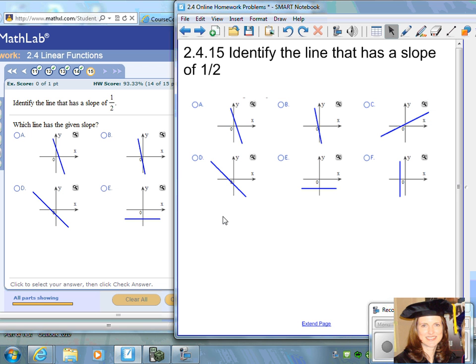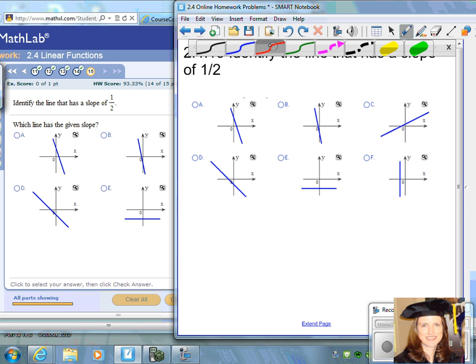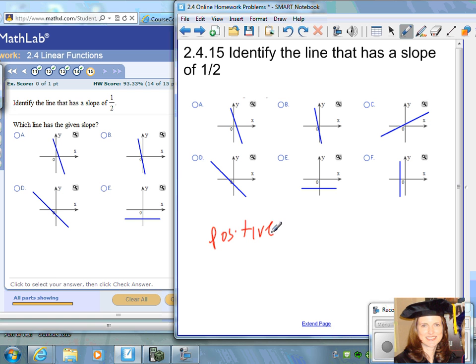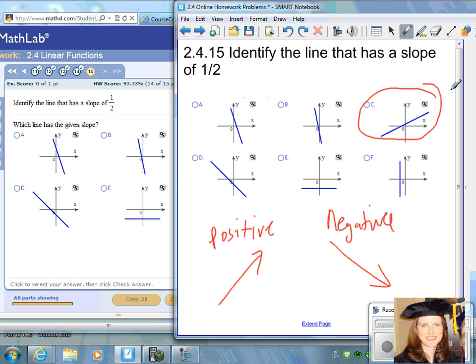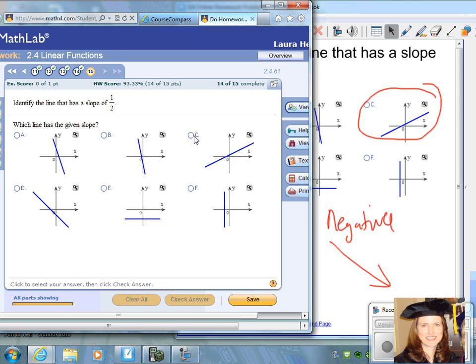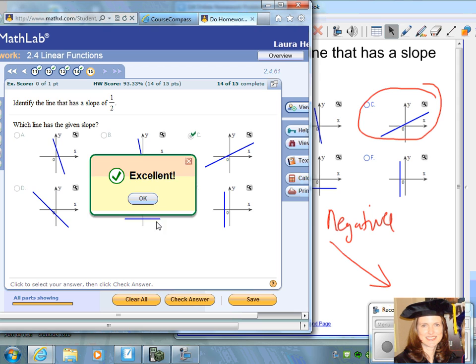One last question, very similar to question number 14, is to identify the line that has a slope of 1/2. This is a positive number, so we're going to expect with a positive slope that the line is going to go up the page from left to right. With a negative slope, the line is going to go down the page. This is a 1/2. It's a positive number, so out of all these choices, it looks like choice C, it goes up the page. So we're going to make that choice and check our answer. Excellent.